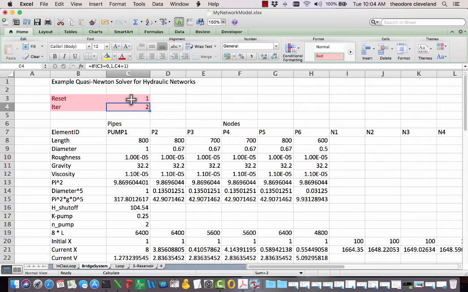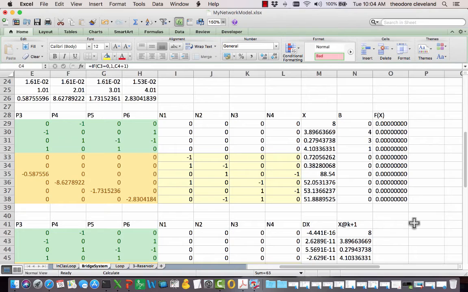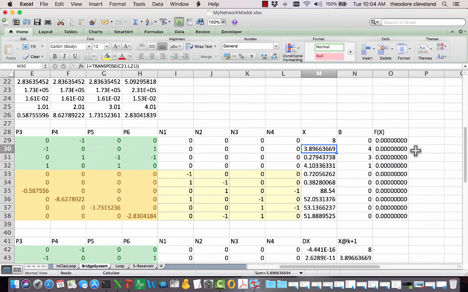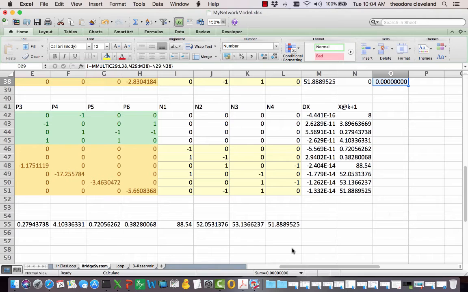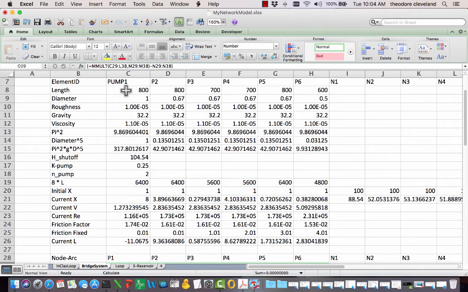So got the 8 pretty good. And lo and behold, we now have 88 feet of head at that node 2, 52, 53, and 51. And we have our f of x term equal to 0. And so a very small change in our existing problem allows us to incorporate a pump.